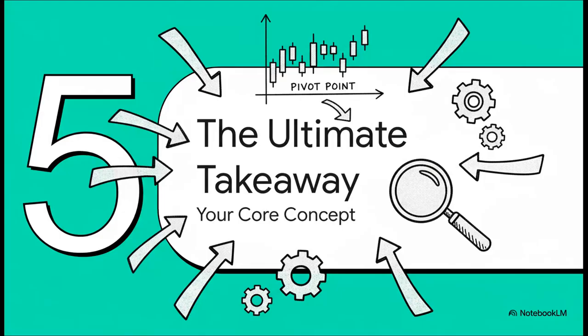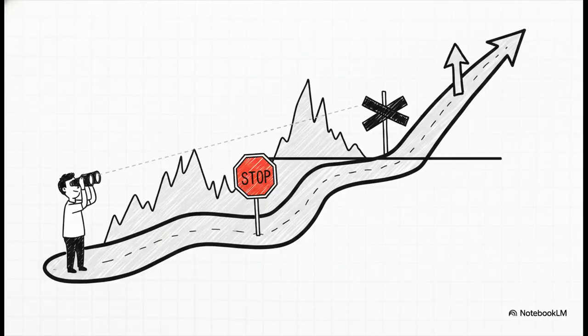So, after all that, what is the one single thing you should remember from this whole explainer? Let's just boil it all down to one core idea. To put it as simply as possible, pivot points are your roadmap. They highlight those key intersections and potential roadblocks on the chart, and that lets you anticipate what the market might do instead of just reacting to it. And that foresight, that's what leads to better, more confident trading decisions.